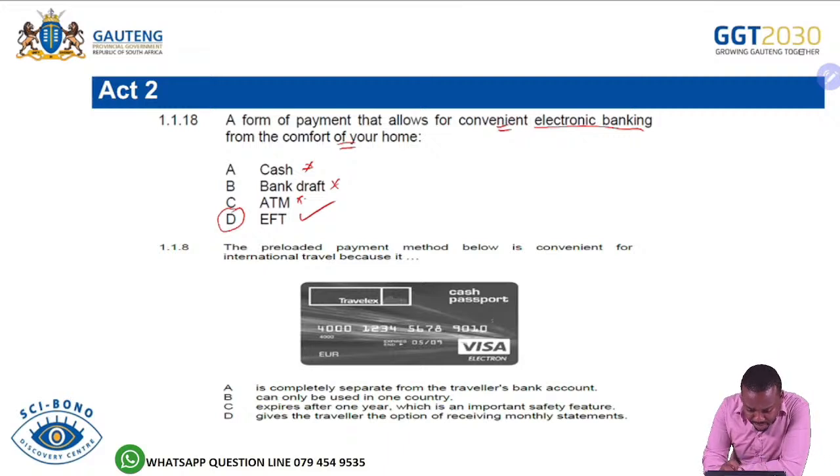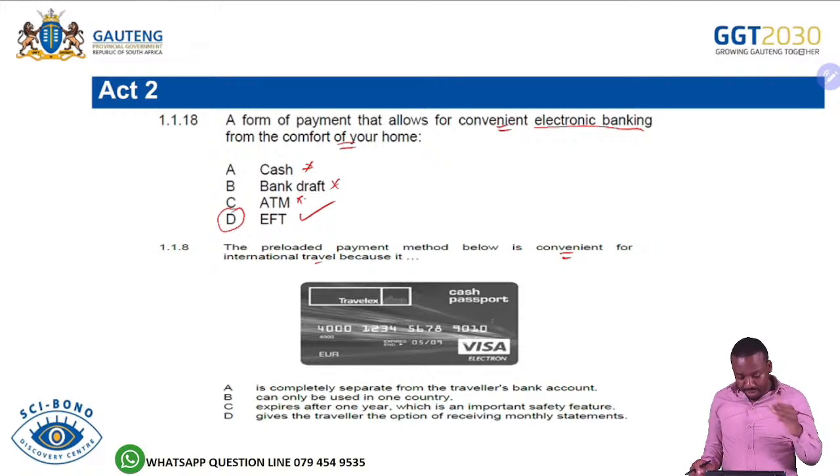The preloaded payment method below, remember I spoke about visual literacy. The preloaded payment method below is convenient for international tourists because, when you interpret, what are we talking about there? There is a cash passport. Which one is this? It is a preloaded foreign currency card.